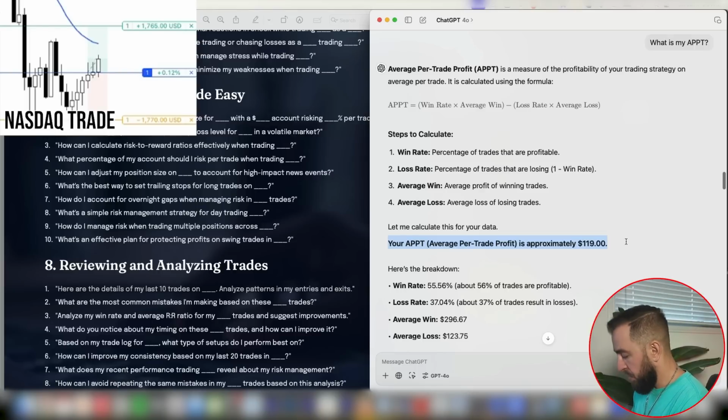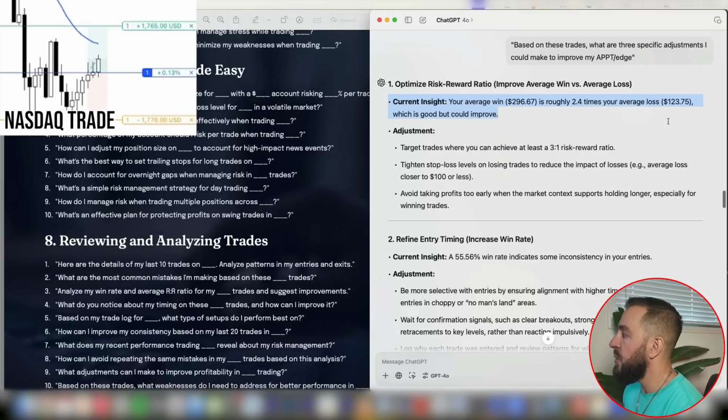Now let's try one more prompt as far as trade journaling goes, because it's probably the most important thing for all traders. I'll say, based on these trades, what are 3 specific adjustments I could make to improve my APPT/edge. Your average win is roughly 2 to 2.4 times your average loss, which is good, but could improve. Okay, great. So adjustments, 1, target trades where you can achieve at least a 3-to-1. So this is telling me to go for a minimum of 3-to-1, and then tighten stop loss levels on losing trades to reduce the impact of losses.